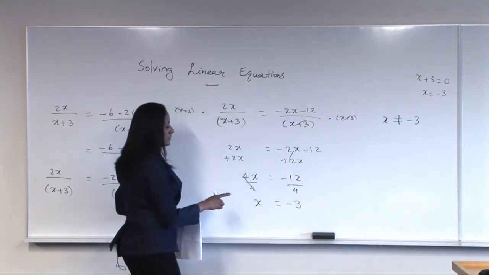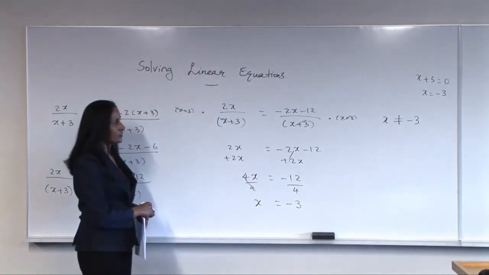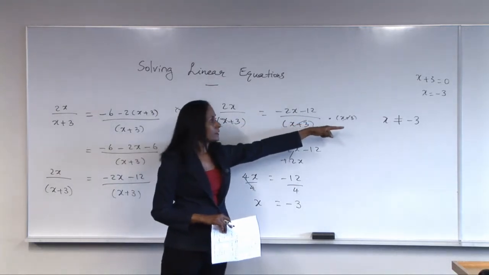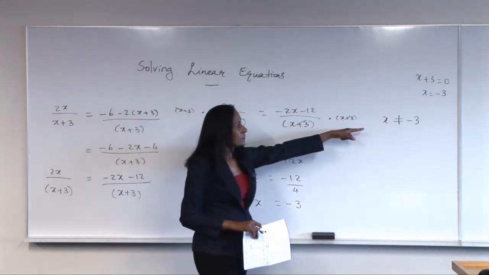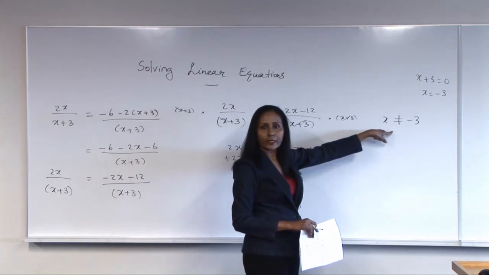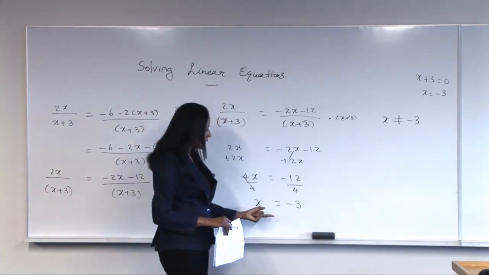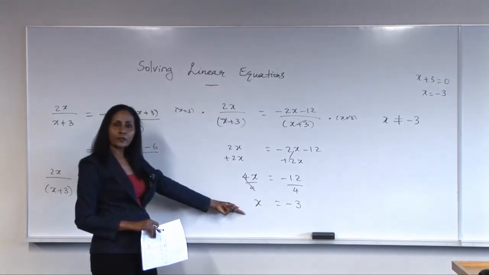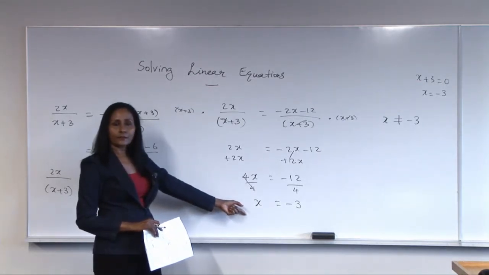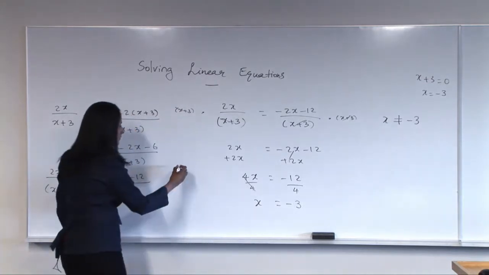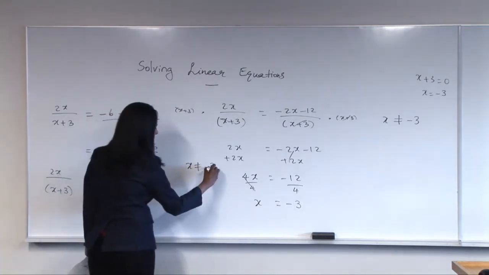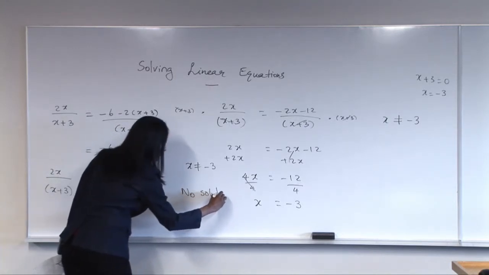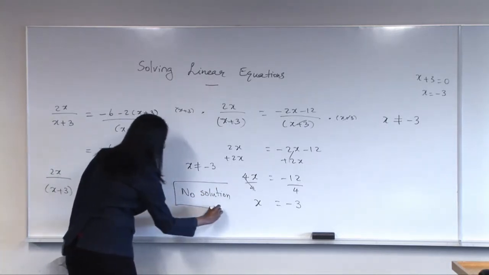See, don't say immediately this is the solution. We have to go back to the first step and see what we said there. So we said in that step, x is not equal to negative 3. So x can't be negative 3 for that equation. But here we got x is equal to negative 3. So what would be your answer? No solution. No solution for this equation.